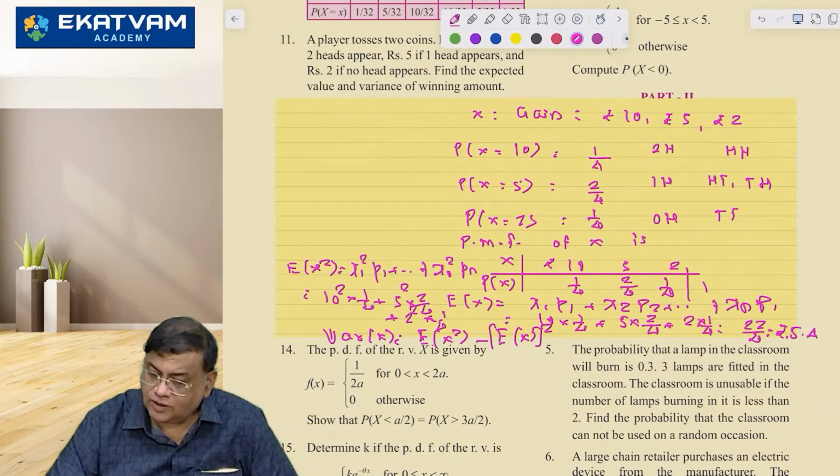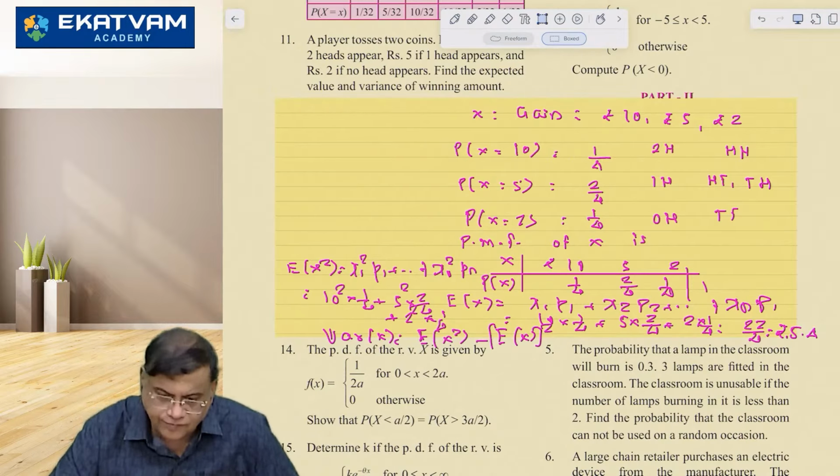So whenever you are referring to the profit, whenever you are referring to the gain, you have to say X is gain in rupees.